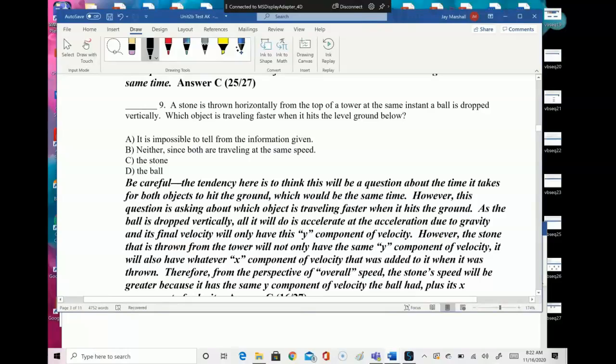A stone is thrown horizontally from the top of a tower at the same instant a ball is dropped vertically. This is not the same question. The last one asked, how long will it take for them to hit the ground? This question asks, which one's going to be traveling faster when it hits the ground?